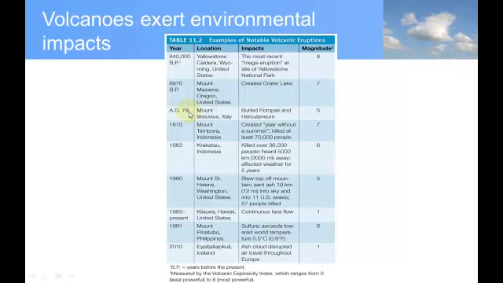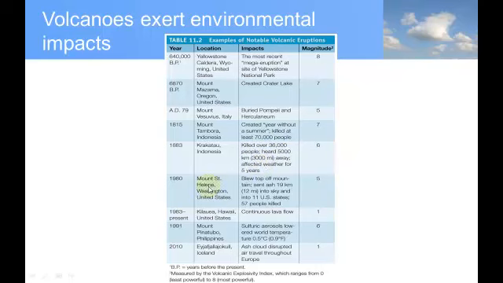AD 79, Mount Vesuvius in Italy erupted. Again, it buried the city of Pompeii. 1850, Mount Tambora erupted, creating the year without a summer. In 1883, Krakatoa erupted and killed 36,000 people. It was heard 3,000 miles away and affected the weather patterns for 5 years.